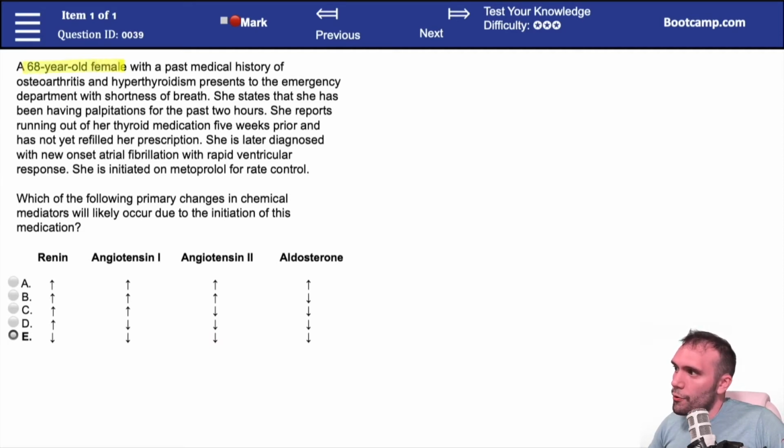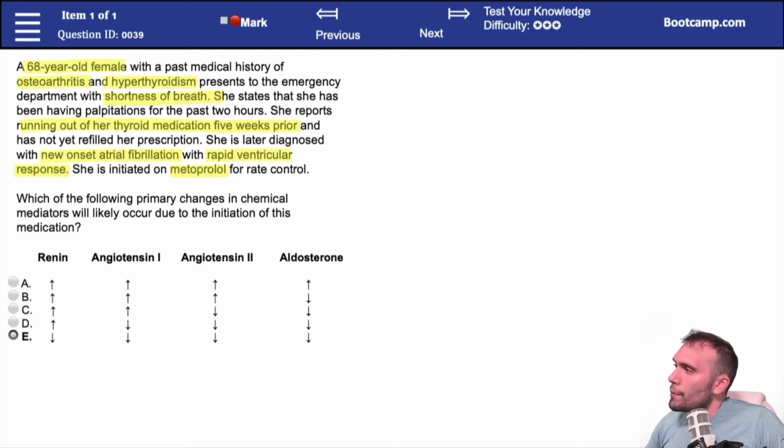So we have a 68-year-old female, past medical history of osteoarthritis, hyperthyroidism, coming to the emergency department with shortness of breath. States that she has been having palpitations for the past 2 hours, reports running out of her thyroid medication 5 weeks prior, and has not yet refilled her prescription. She is later diagnosed with new onset atrial fibrillation with rapid ventricular response. She's initiated on metoprolol for rate control. Which of the following primary changes in chemical mediators will likely occur due to the initiation of this medication?